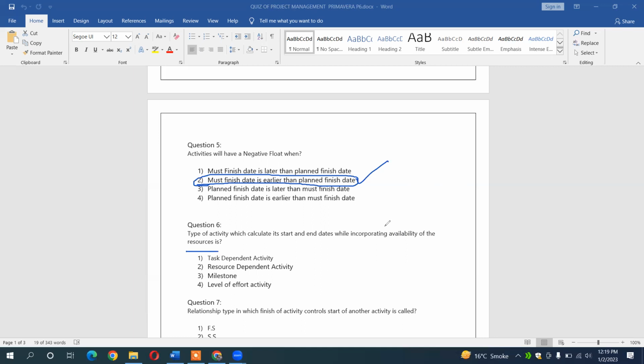If you have not incorporated the availability of the resources, and you are not going on the calendar, then what type of resources will it be? It is the resource dependent activity that is normally referred to. Now what is the other function?